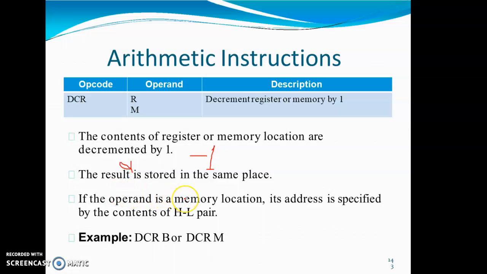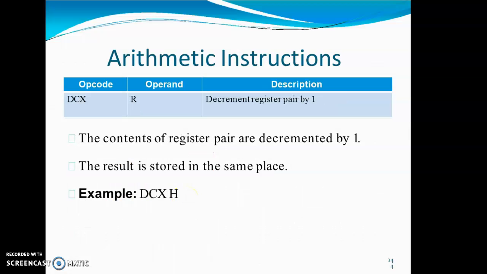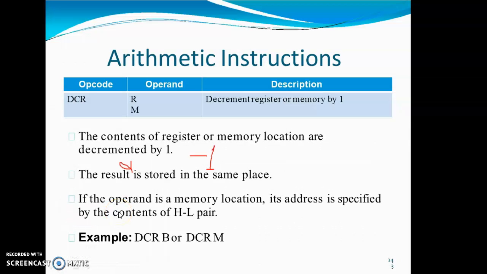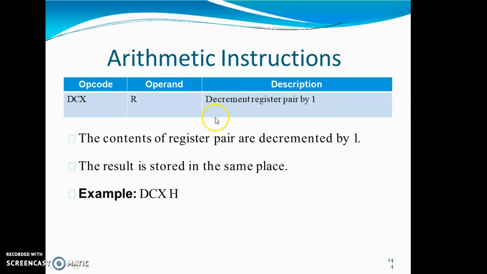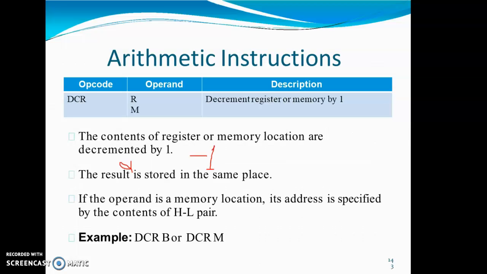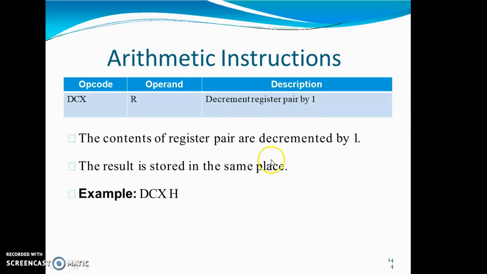The content of register B can be operated. Then again the decrement: this is done for the register pairs, DCX and INX. In the earlier case it was for a single register, and DCX and INX are for the particular register pairs, increment and decrement. INX is for incrementing and DCX is for decrementing the register pair.